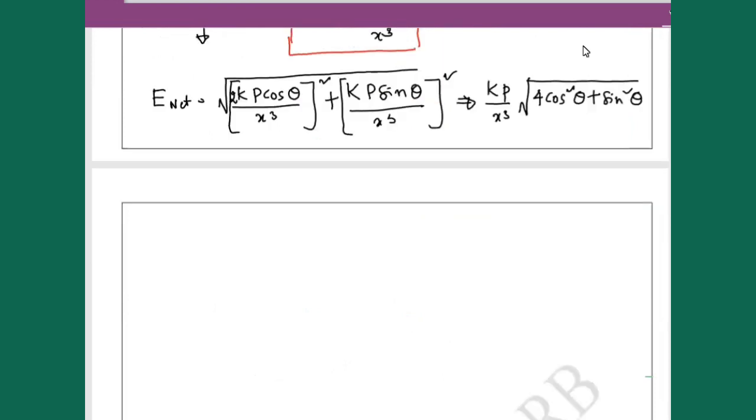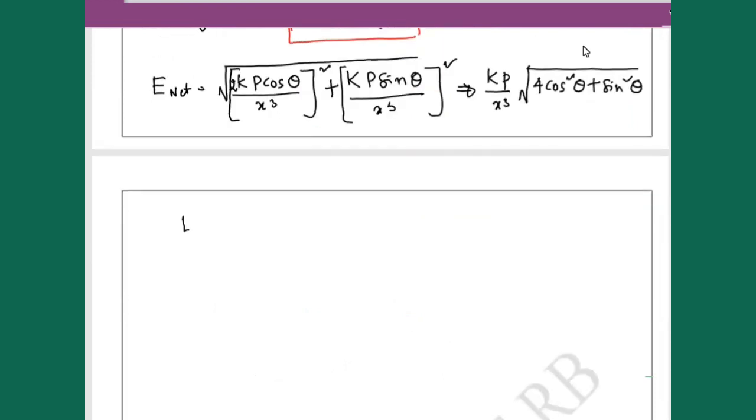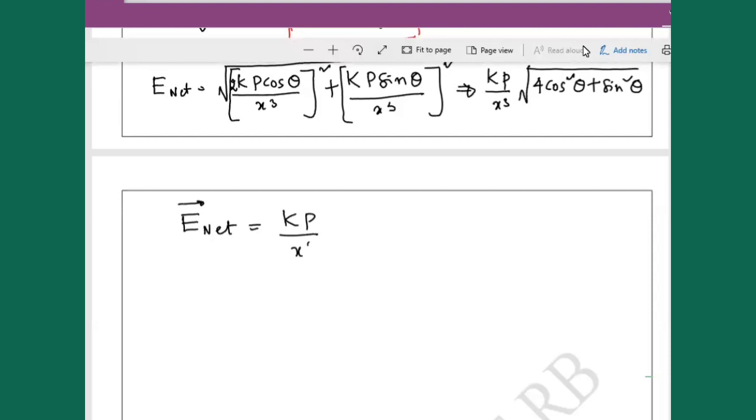So E net is equal to E net. If I want to write it, E net is equal to, what should I write? KP divided by x cube into under root of, देखिए अब, under root of क्या आ रहा? 4 cos square theta, I'll write 3 cos square theta plus cos square theta plus sine square theta. Is it clear, all of you?